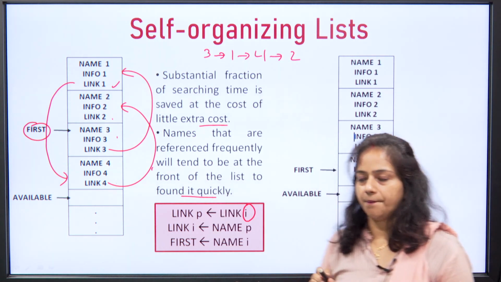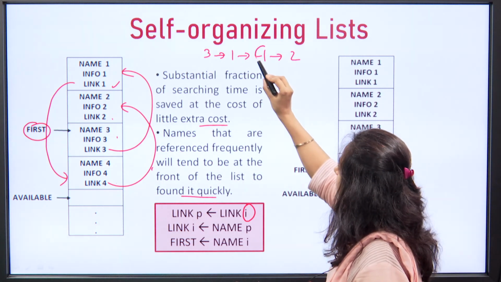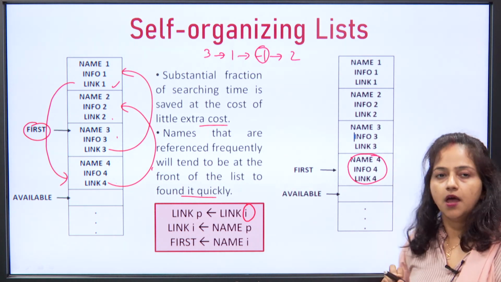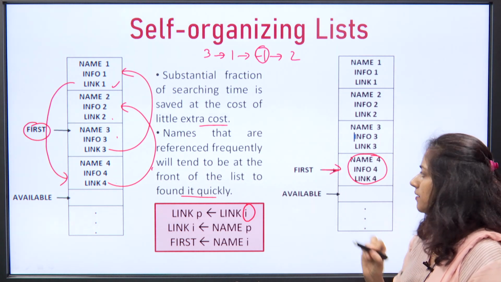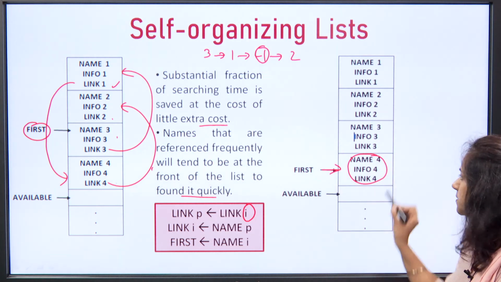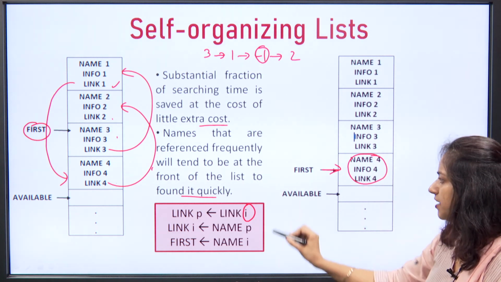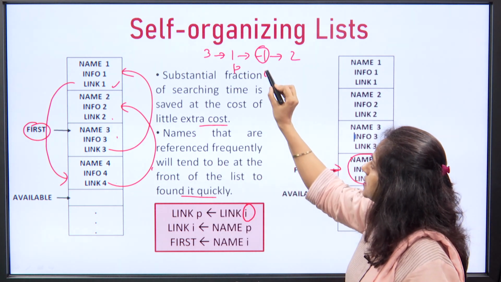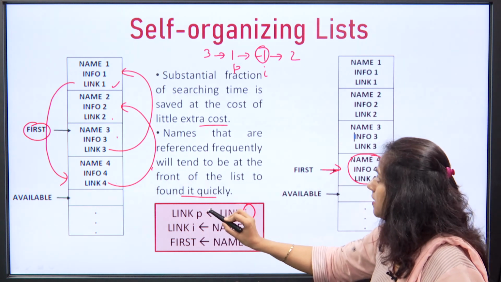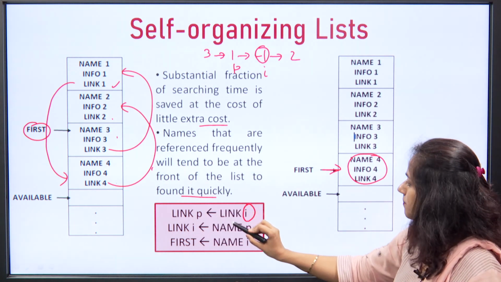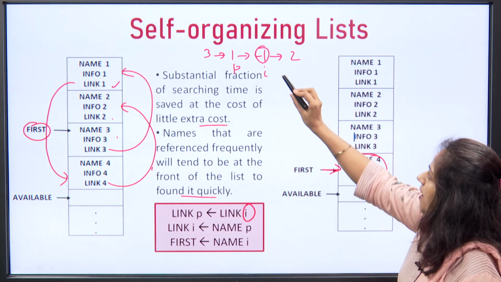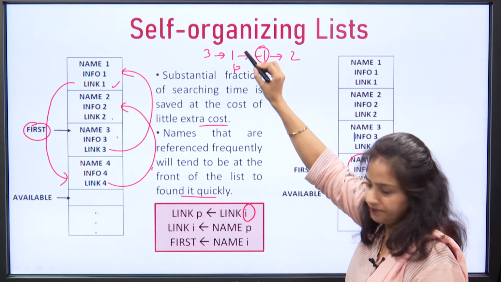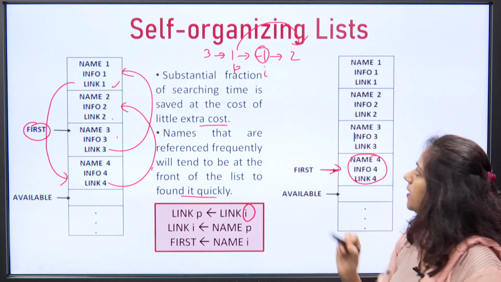Now, suppose we take one example, and here in this example, suppose we want to search the fourth record, name 4. So, we want to search this particular record. So, first pointer will point to this particular record. Now, link pointers will be updated. Link of parent, meaning parent of 4 is this one, this is P and this is I. So, link of P will be updated to link of I. So, link of I is 4, so link of P will be link of 4, it will point to this one.